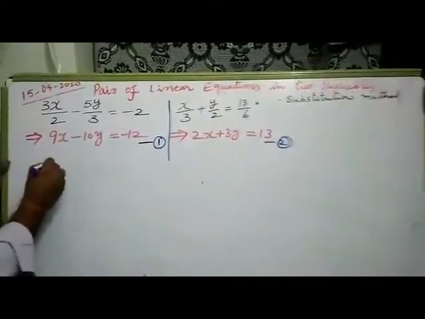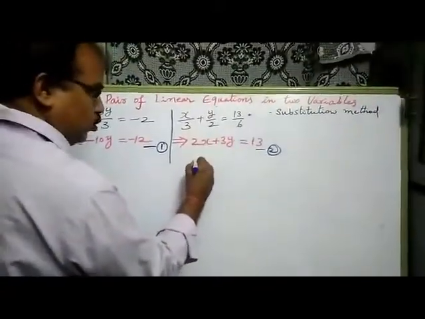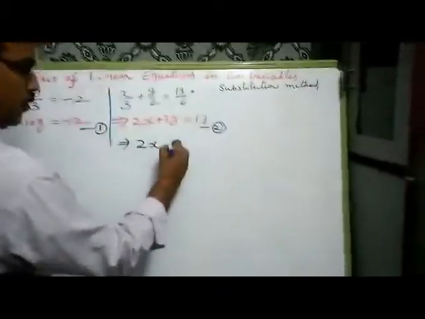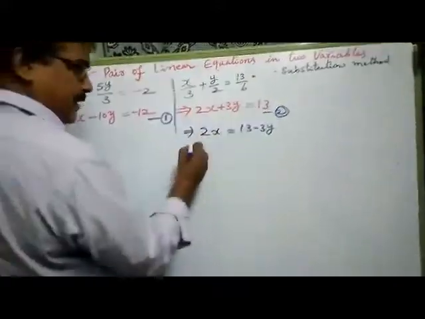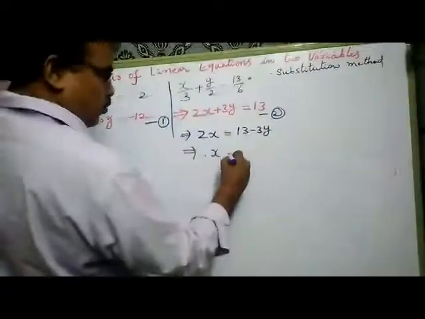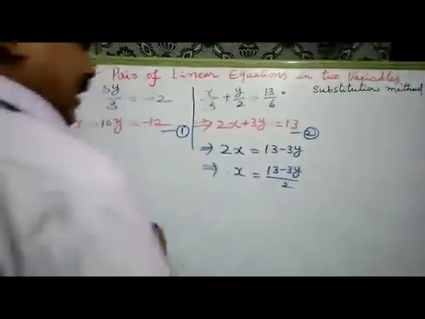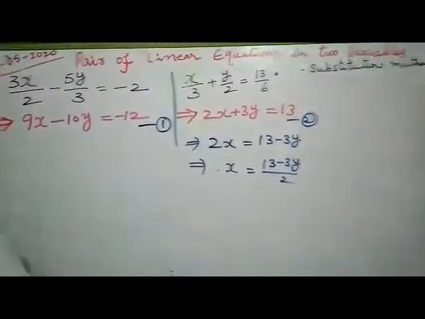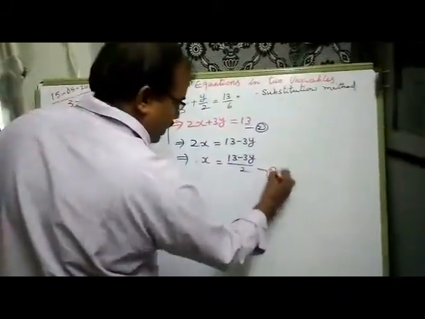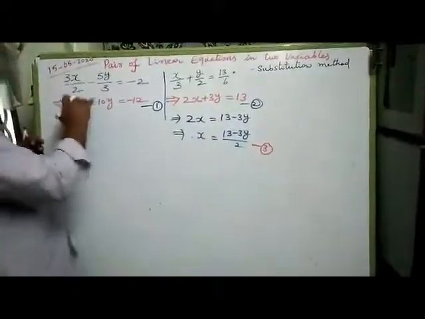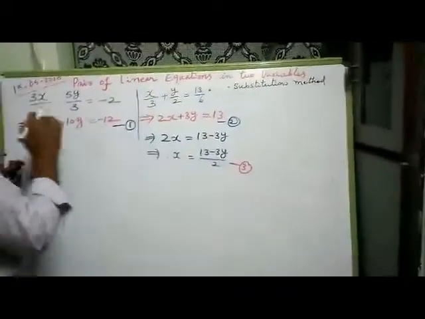So here, substitution method: 2x is equal to 13 minus 3y. X is equal to 13 minus 3y by 2. This is equation 3. Substitute this equation in 1. Don't substitute again in that equation. Substitute this equation in 1.